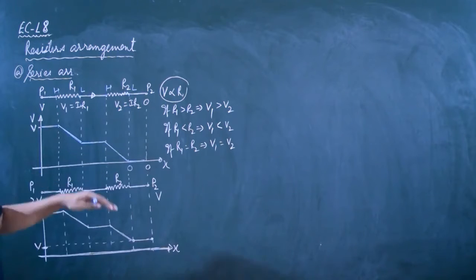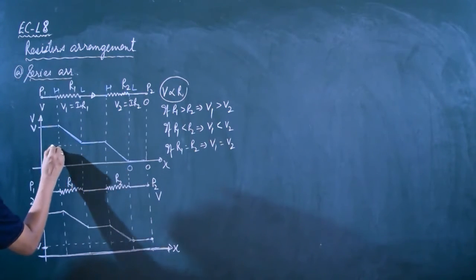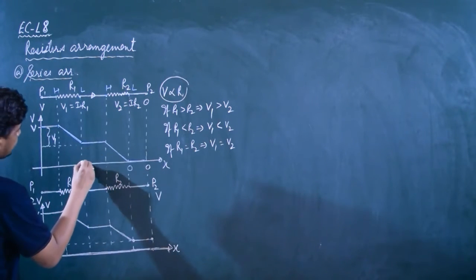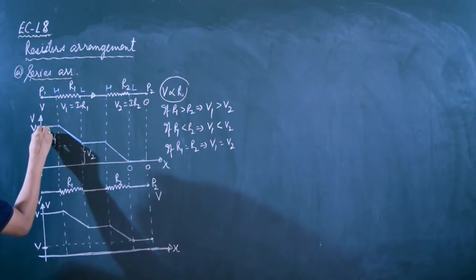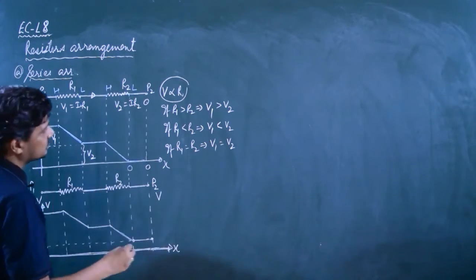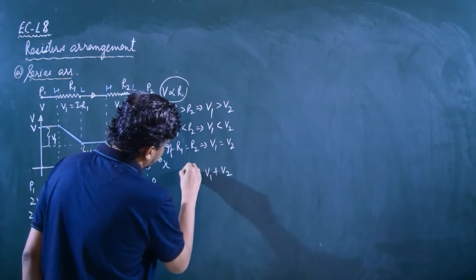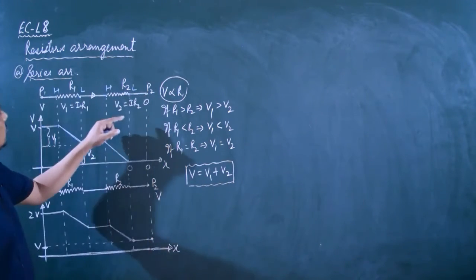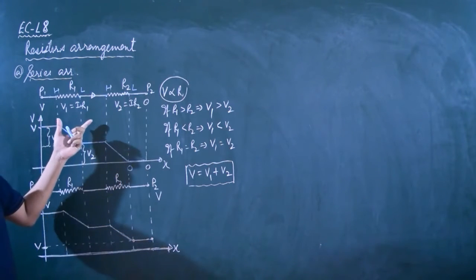Now again we consider, see this gap we have V1, and this gap is V2. So what is the potential difference between the ends? That is V minus 0, that is equal to V1 plus V2. So from the diagram we have V is equal to V1 plus V2. So in case of series arrangement, currents are equal while potential drops are different, and the algebraic sum of potential drops is equal to the supplied potential.